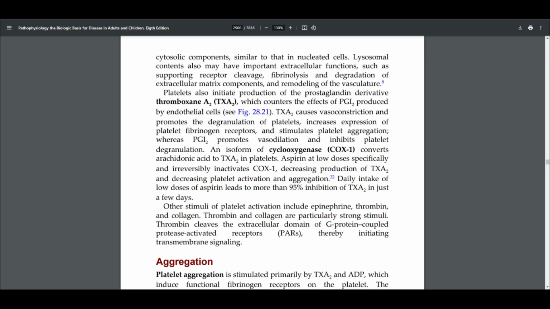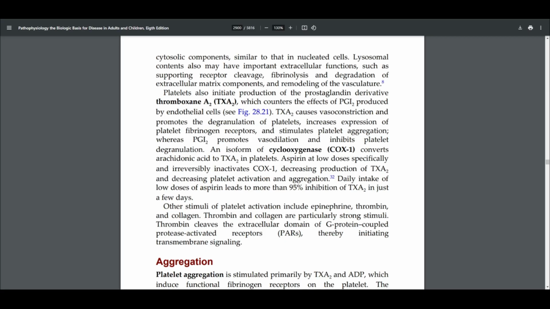In platelets, aspirin at low doses specifically and irreversibly inactivates cyclooxygenase, decreasing production of thromboxane A and decreasing platelet activation and aggregation. Daily intake of low doses of aspirin leads to more than 95% inhibition of thromboxane A in just a few days.